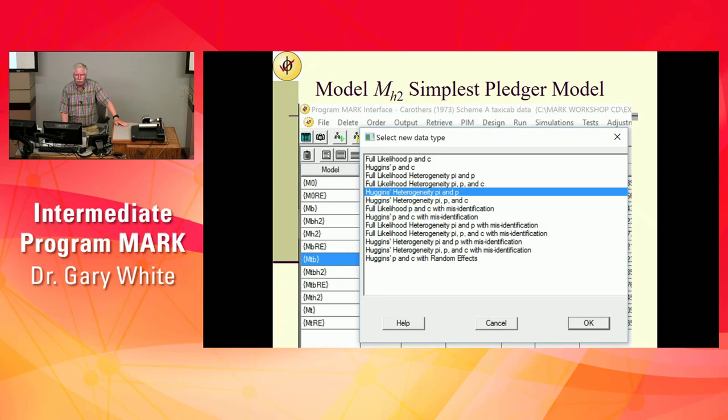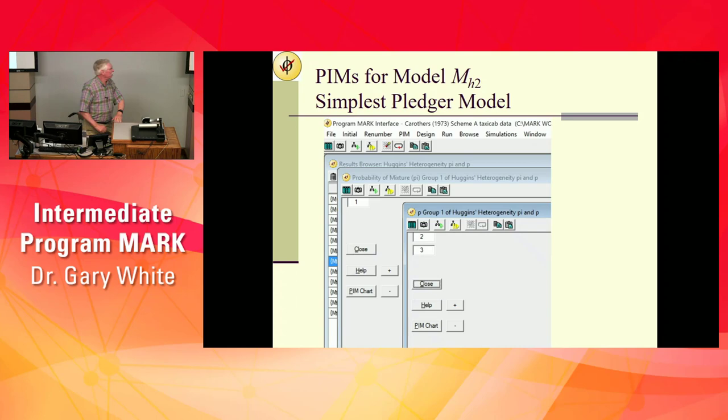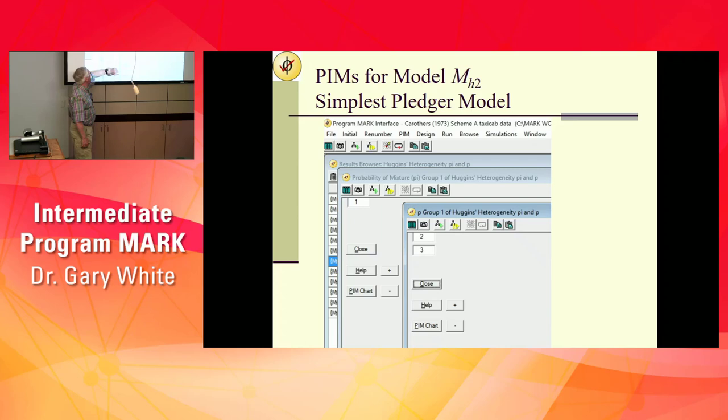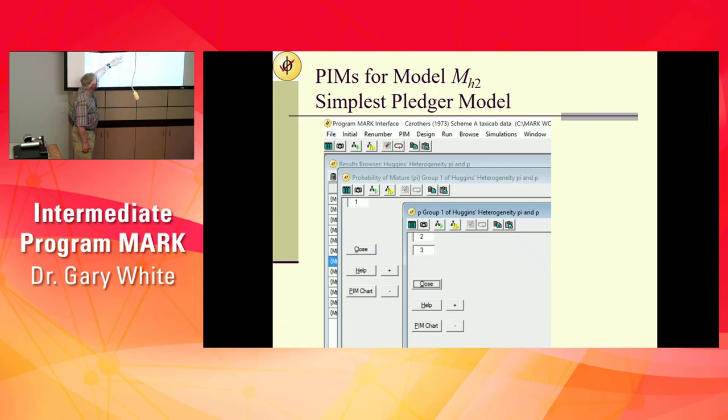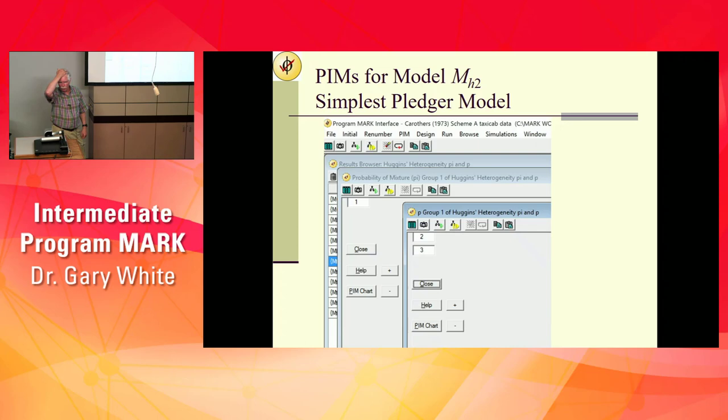So here's what the PIMs look like for that simple Huggins heterogeneity pi and P model. There's your pi up here. And down here are your PA and your PB. They're stacked vertically because, in Mark, the PIMs always go across with time. And vertical was cohort, and it seemed like a lot more sense to think of these things as cohorts rather than time. Another reason is coming when we get to P and C, because we're going to have P through time. But anyway, they're stacked vertically.